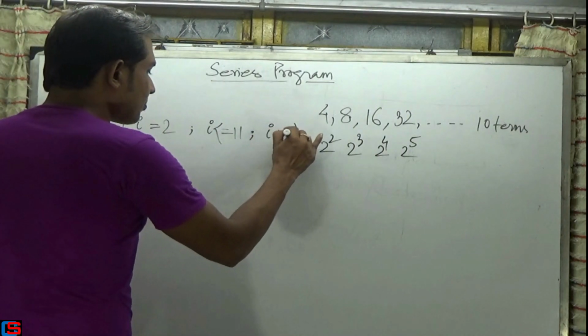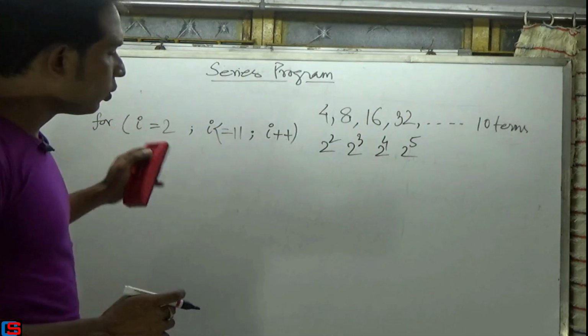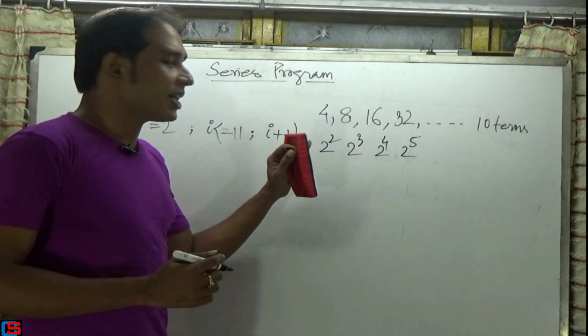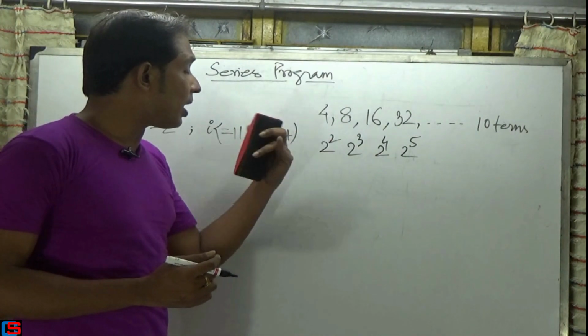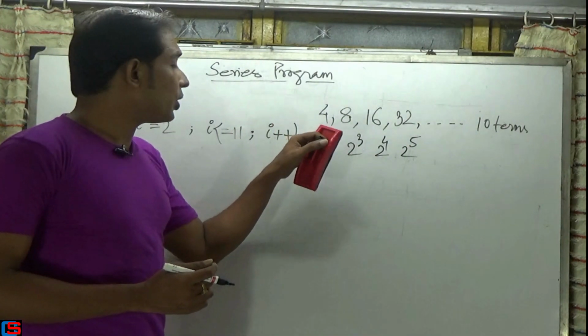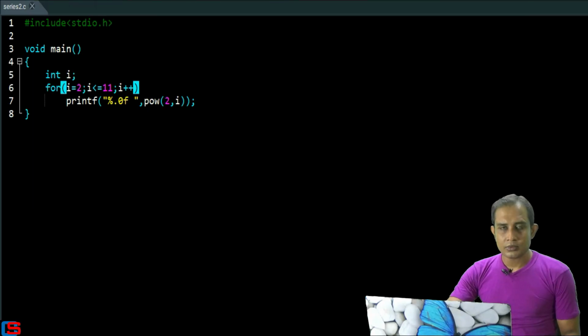Now the value is increased by i++, and within this loop we are going to square, that is, power the value 2 with the i. Okay, now come to the next series, series 2 program. So I started from 2 and up to 11, and the power function is used here to square up the value, and 2 to the power i means 2 square, 2 cube, 2 to the power 4 like this, and now I'm going to run this program.